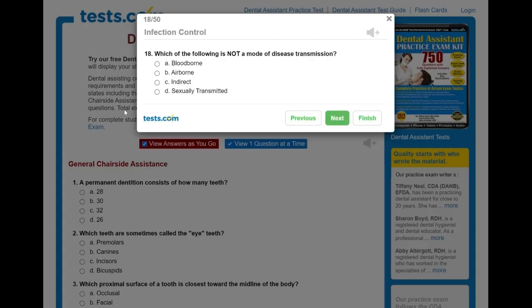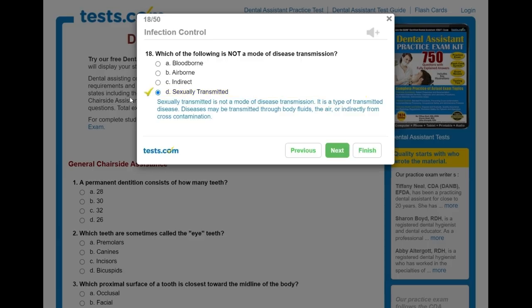Infection control. Question 18. Which of the following is not a mode of disease transmission? A. Bloodborne. B. Airborne. C. Indirect. D. Sexually transmitted.